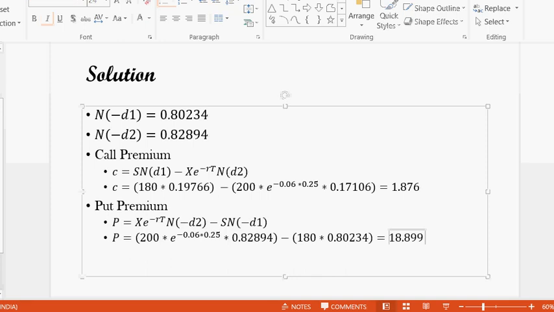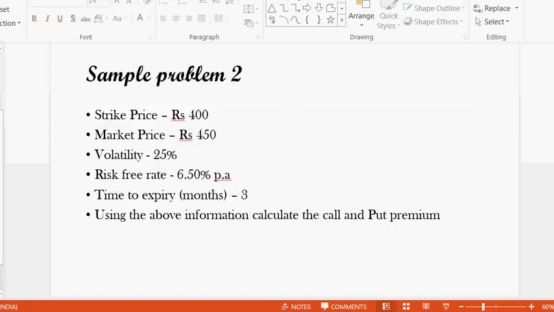I have one more sample problem for you to calculate and practice. So this is the information that has been given to you. Now similar to how the first problem was solved, you can substitute these values and find d1 and d2. Then using d1 and d2, you can find n of d1, n of d2, and then n of minus d1 and n of minus d2. Substitute those values into the formula and calculate the call option premium and the put option premium.